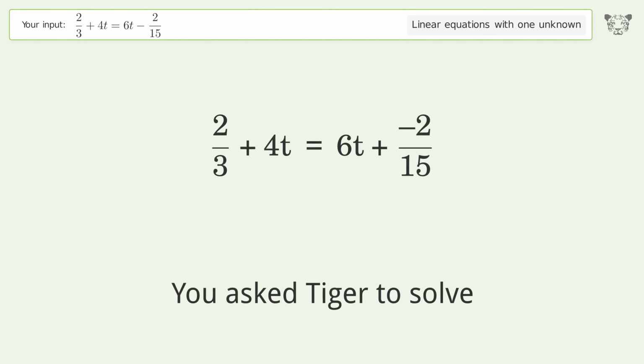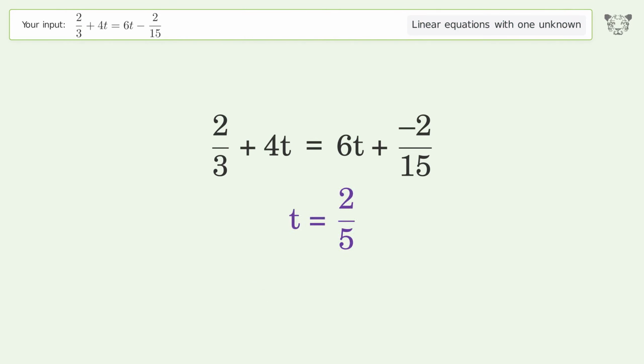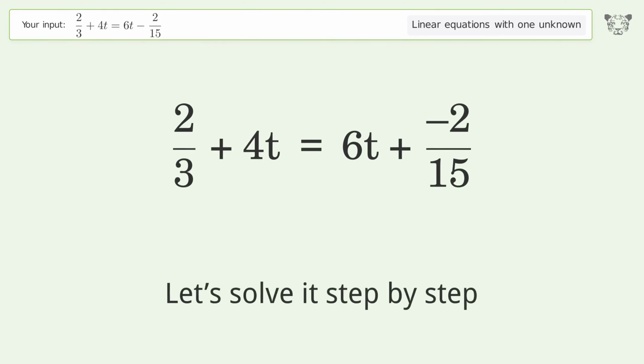You ask Tiger to solve. This deals with linear equations with one unknown. The final result is t equals 2 over 5. Let's solve it step by step.